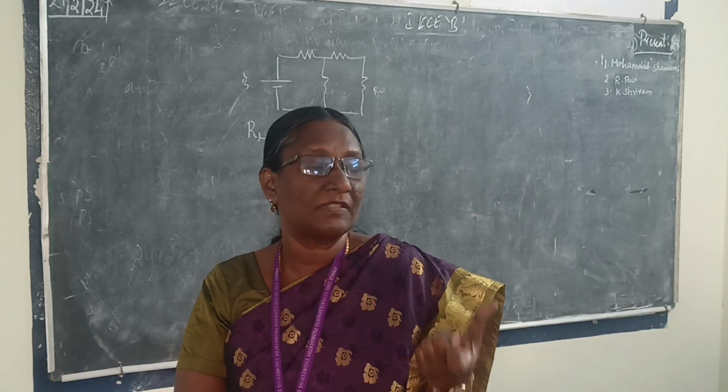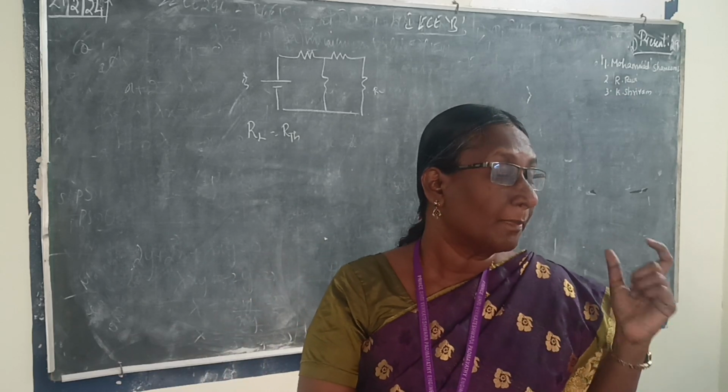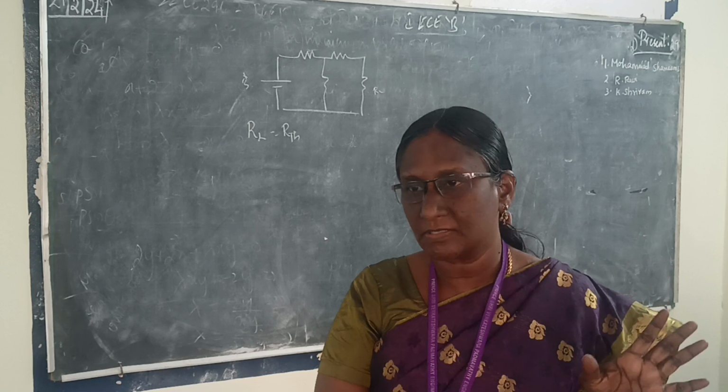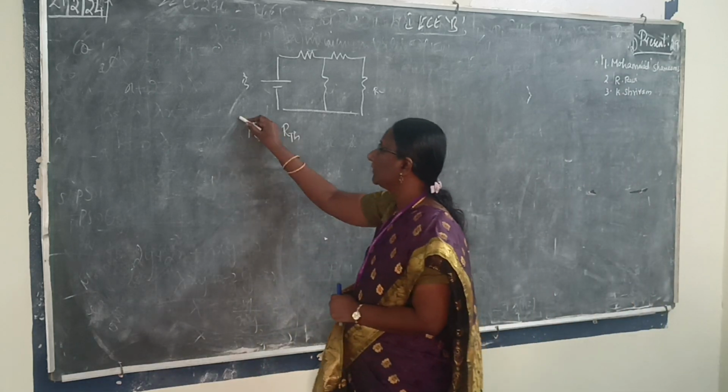When the Thevenin resistance value is equal to the load resistance value, on that condition the maximum power is transferred in the circuit. That is when RL is equal to RTH. This is very, very important.